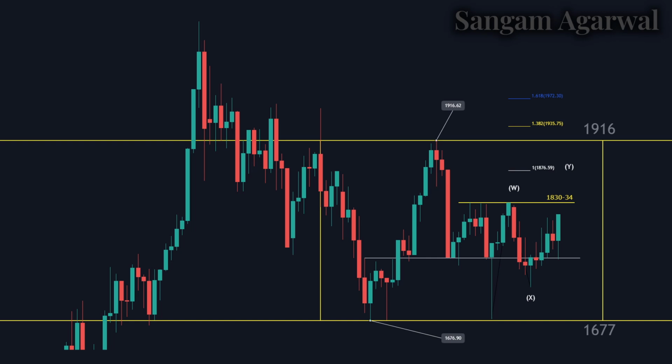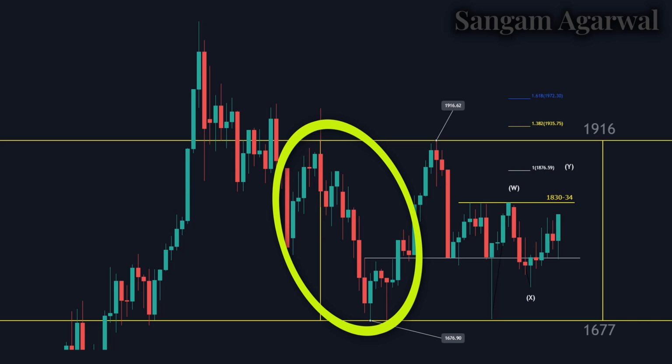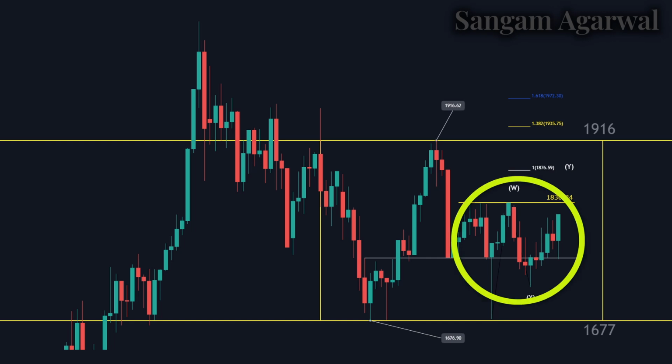If price breaks above 1830, then it can retrace back and retest 1830, then the next target will be 1960. But before 1960, for wave Y, we have a 100% projection at 1876. Wave Y can make projection up to 38 or 61, but it will make 100% projection at least. On the weekly time frame, you can see first it made weak sideway movement between 1960 and 1676. Then in the last 6 months, it is making sideway movement again between 1830 and 1760. First it will break this 1830 and 1760 range, then it will break the 1960 and 1677 range.